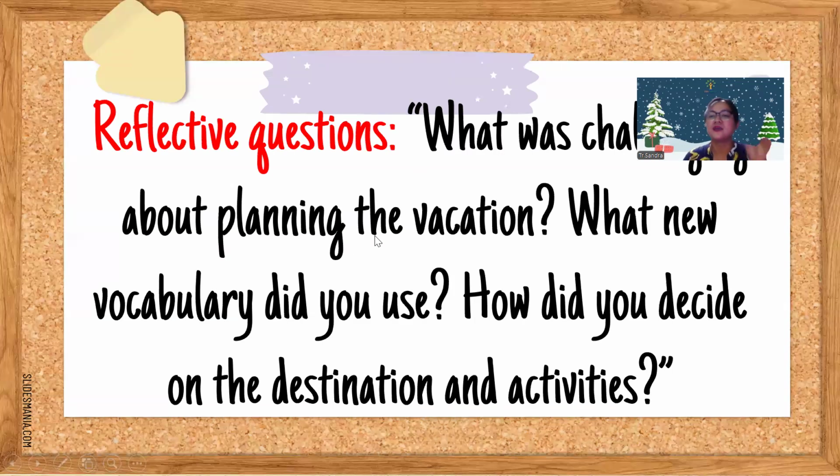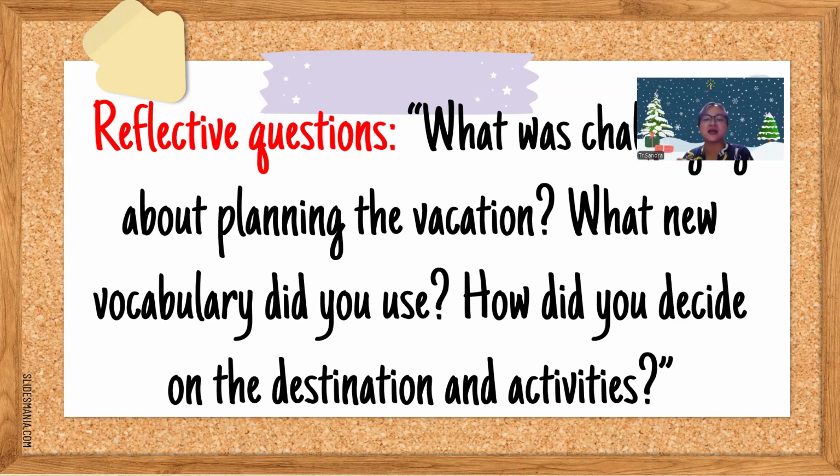Okay, so these reflective questions. What was challenging about planning the vacation? First of all, we use sign language expressions and vocabulary. And after that, based on these language expressions and vocabulary, we work together with our partner in the breakout room. At the time we need to negotiate. We have to give recommendations like those things, right?